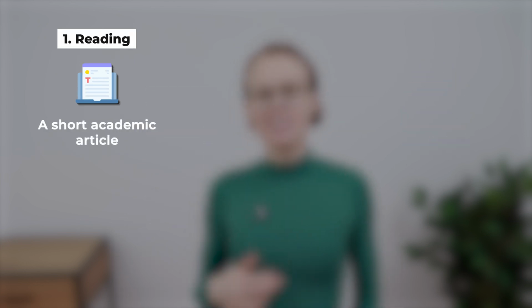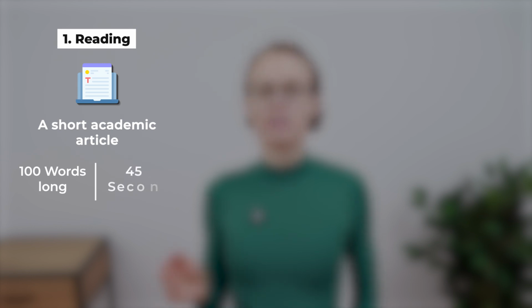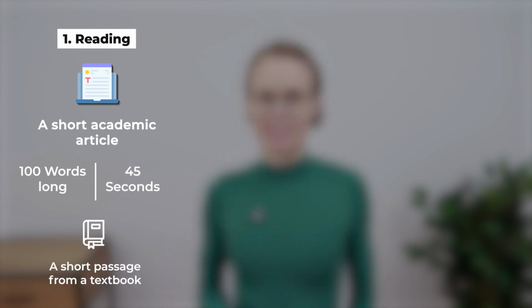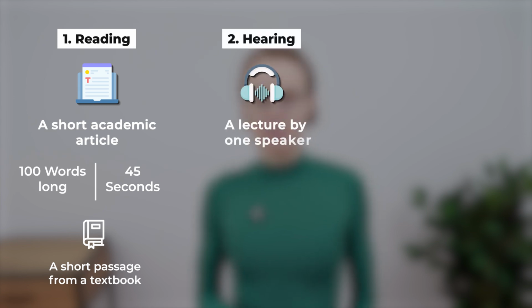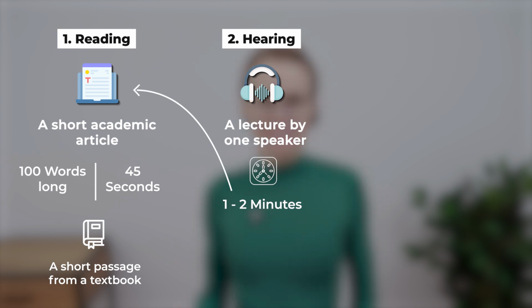You start by reading a short academic article. It's about 100 words long and you have 45 seconds to read it. It's like reading a short passage from a textbook. Then you hear a lecture by one speaker. The lecture lasts 1 to 2 minutes. It's always on the same topic as the article.